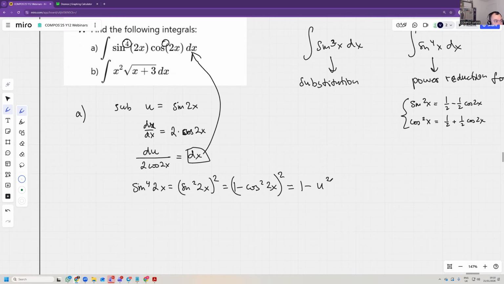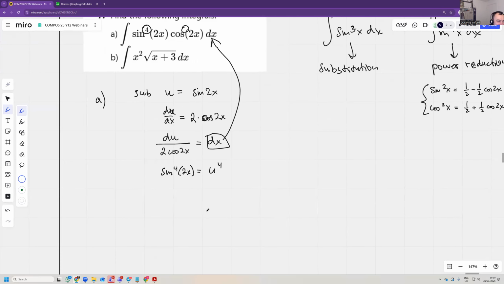What? Sorry. What am I doing? It's actually simpler than I thought. Sine to the power 4 of 2x is just u to the power 4. No, we don't need to do anything here.